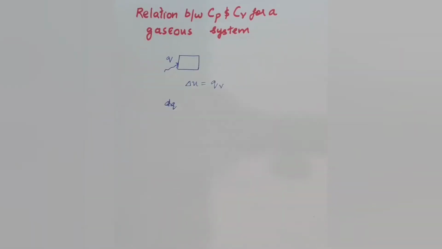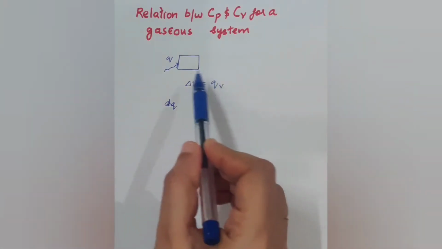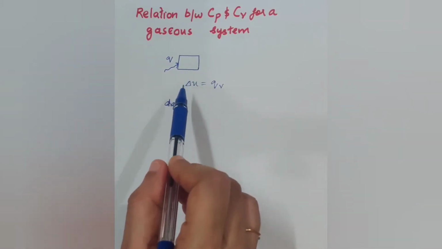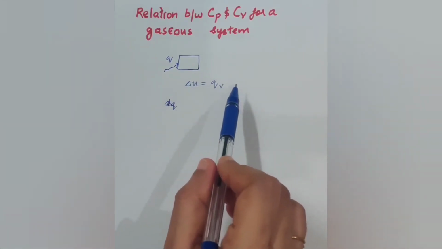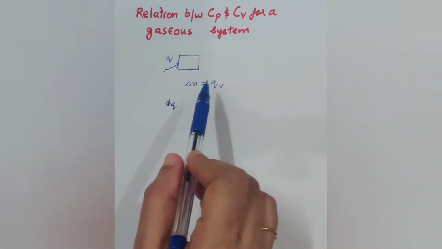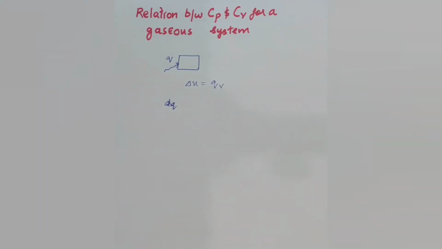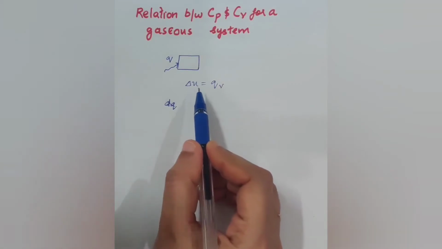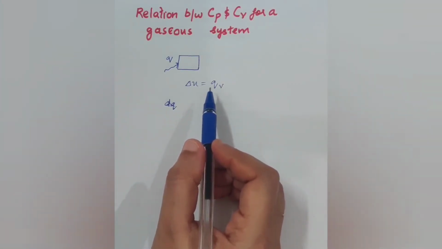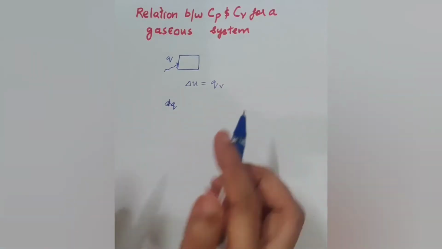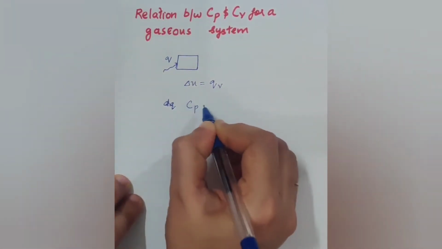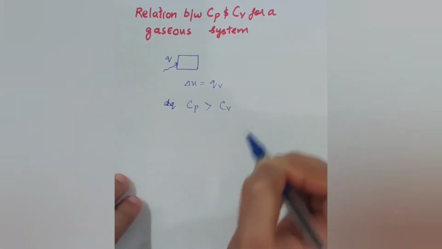When heat is added to a gaseous system at constant volume, it is used to increase the internal energy, since no work is done by the system. But at constant pressure, a part of the heat is used for increasing the internal energy and also for the expansion work, that is P delta V. Hence we can say that Cp is greater than Cv.